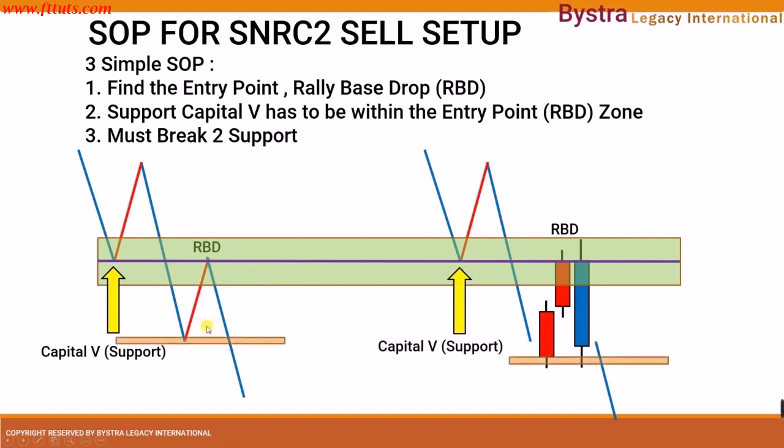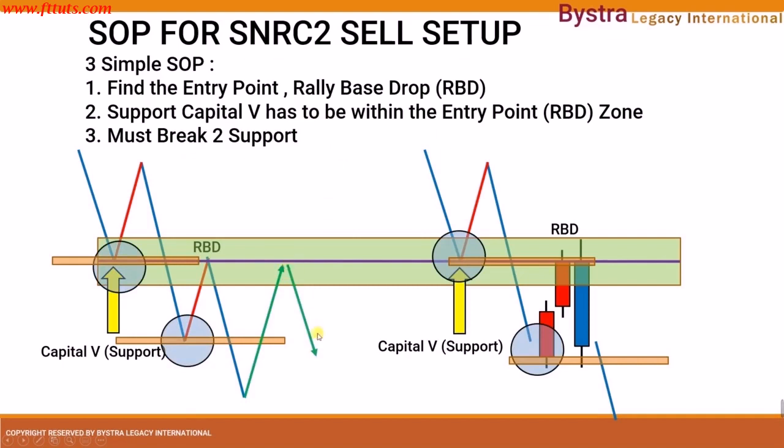So two supports, first support, second support. We need to break the first support and second support. After breaking these two supports, only then is it considered a fully valid SNRC2 sell setup, which means it met all three SOPs for the SNRC2 sell setup. Price would then come back to this area and continue on the downtrend.